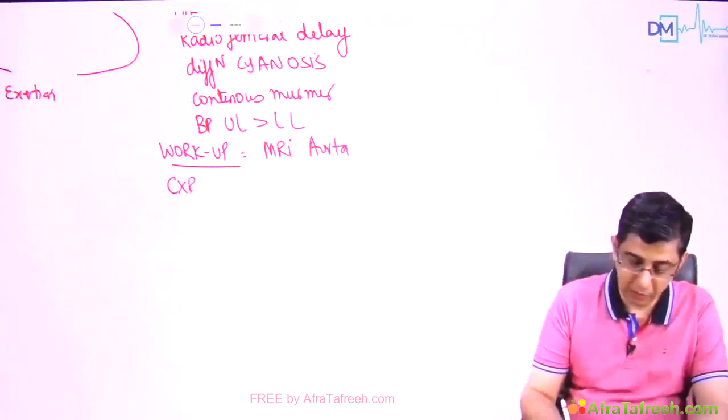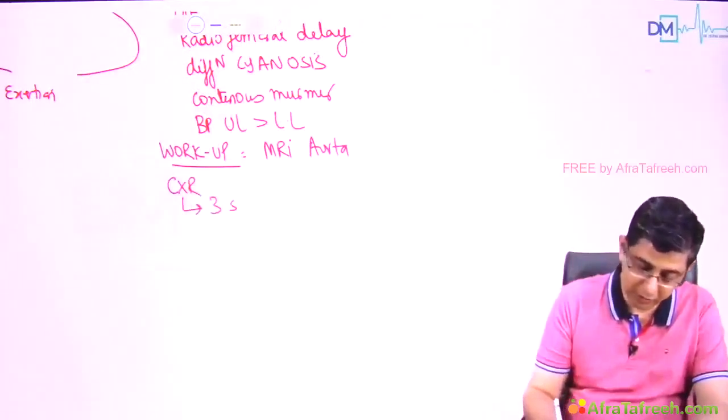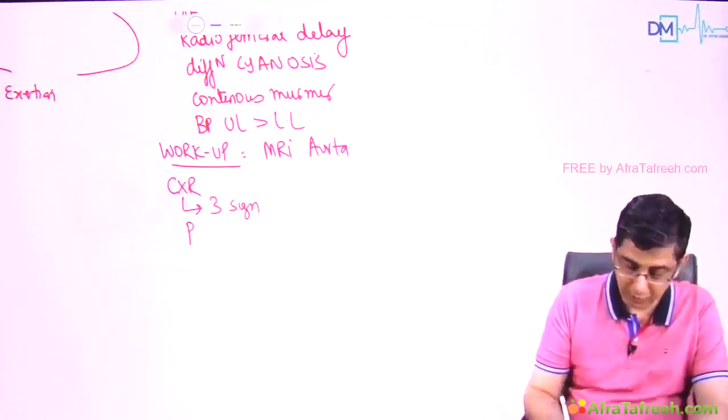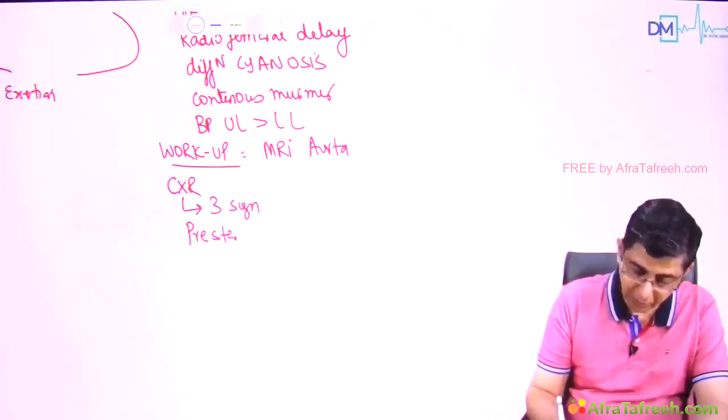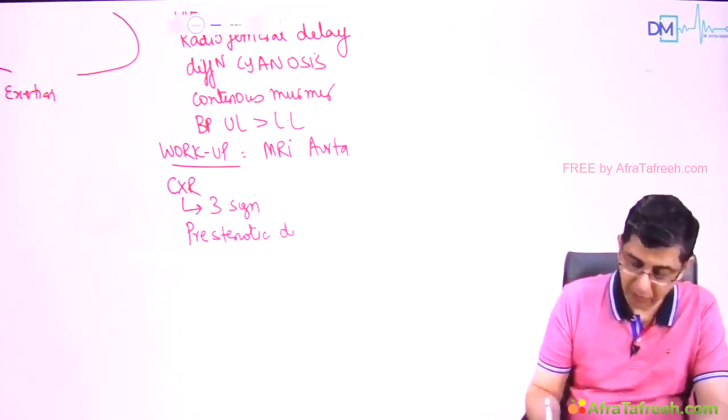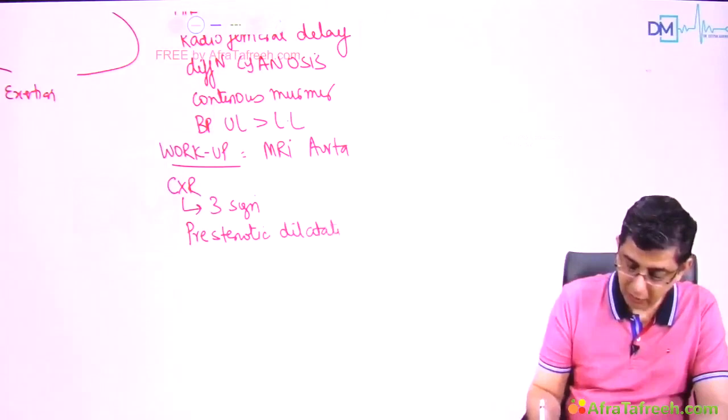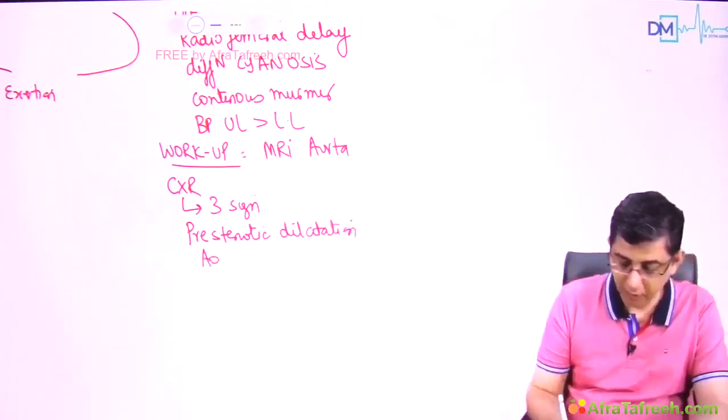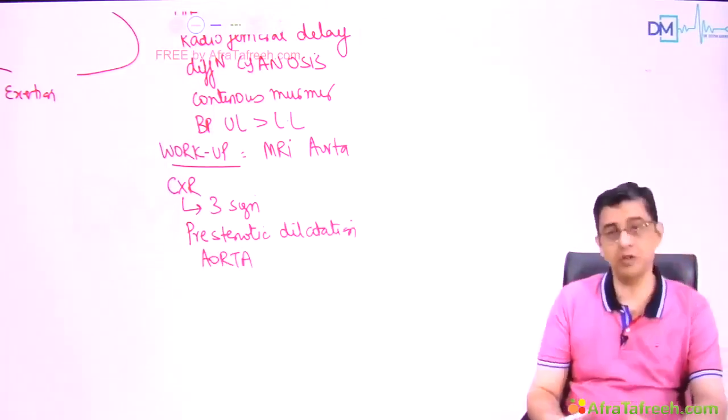The X-ray findings are two, which I have highlighted before you. One is the 3 sign. The reason for the 3 would be the pre-stenotic dilatation of the aorta. Most of the time the aorta is dilated proximal to the obstruction.